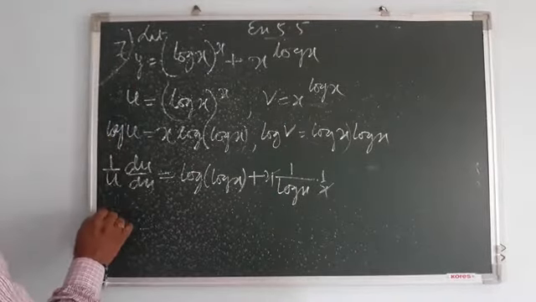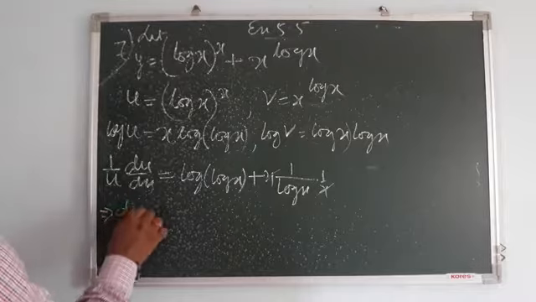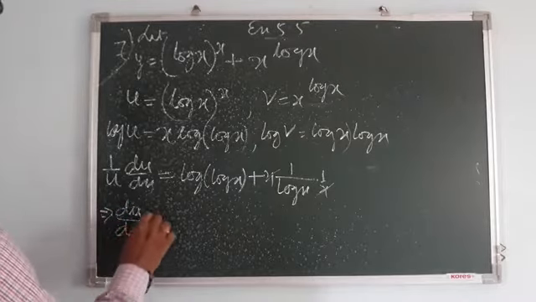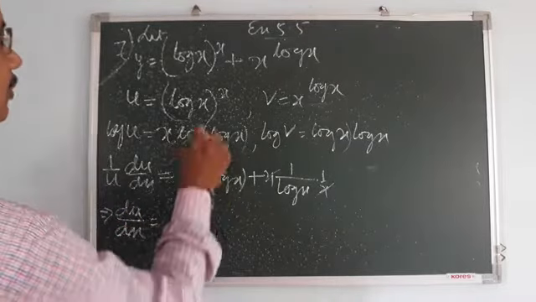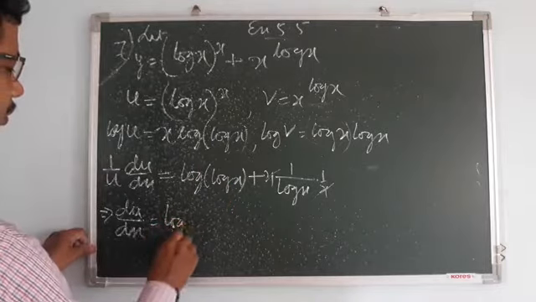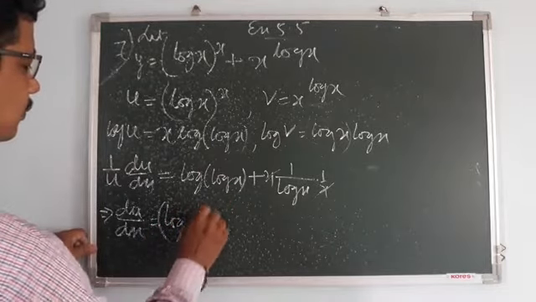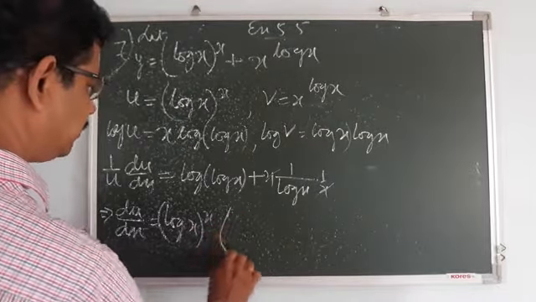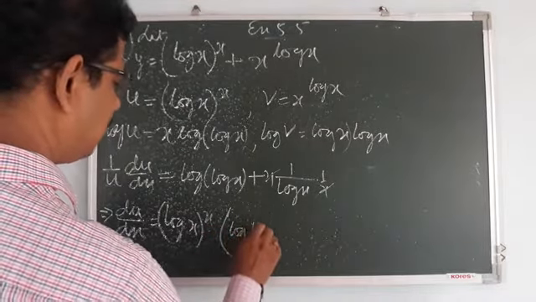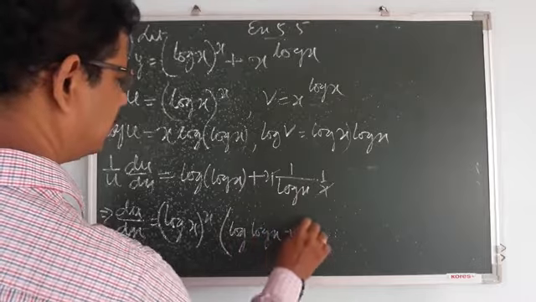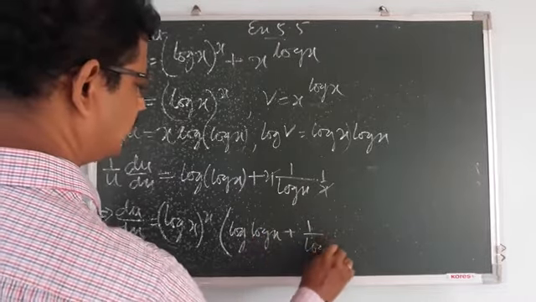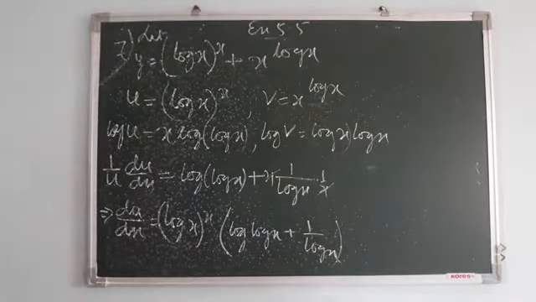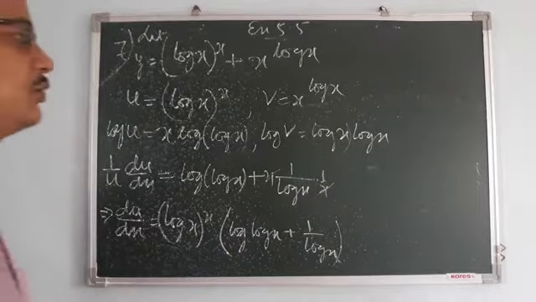So what is du dx? Du dx, you will get u into this term. U is log x to the power x, and then inside the bracket log of log x plus 1 by log x. So this is our value of du dx.